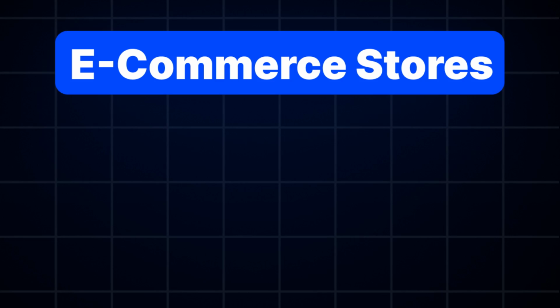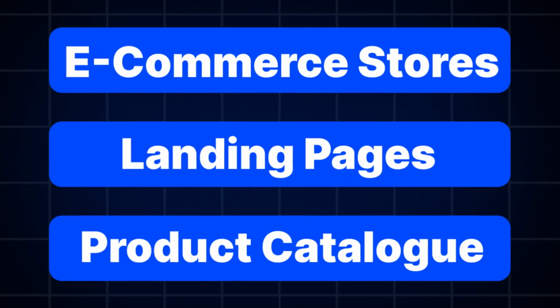In this video, I'm going to show you how you can leverage Relevance AI and Agentive to build an AI product recommendation system. An AI product recommendation system can be deployed for e-commerce stores, landing pages, or even product catalogues. The main advantage of this system for e-commerce stores is that we can take customers' needs and find the exact products that solve those needs.